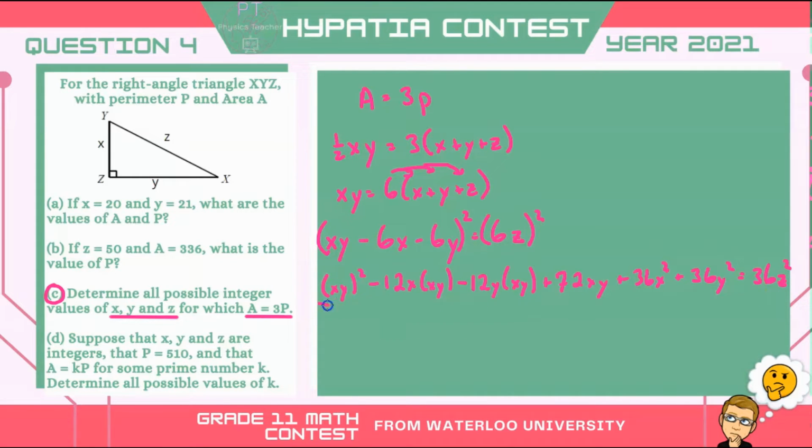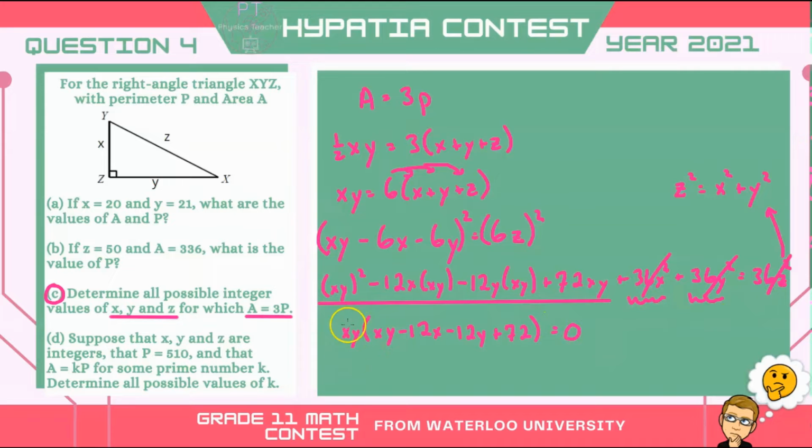Alright, so next, notice in these first 4 terms, there's a common factor of xy. So I'm going to pull out an xy. So we have xy times (xy minus 12x minus 12y plus 72). And then what I want you to notice here, we have a 36x squared and a 36y squared. But z squared, looking at the Pythagorean theorem, z squared is x squared plus y squared. So if I expand that, all these terms will cancel, and I'm left with simply 0.